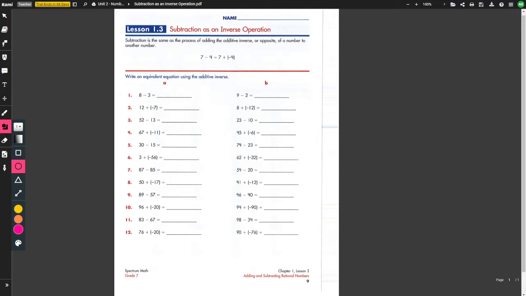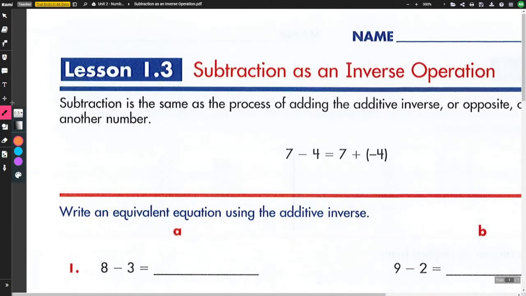This time we're going to be looking at subtracting as an inverse operation. So for this page, there is no actual math that we're going to be doing. We're just going to write these operations as opposite. So if it's an addition problem, we're going to write it as subtraction. And if it's subtraction, we're going to write it as addition. So the first thing you should do is write your name at the top.